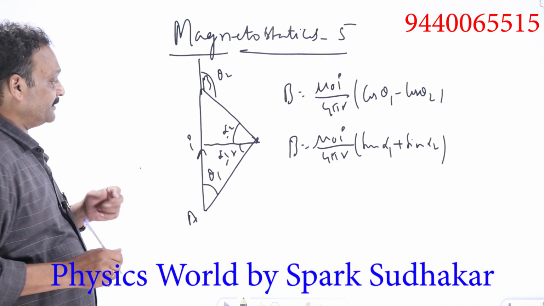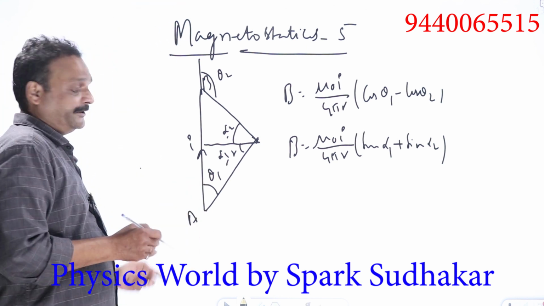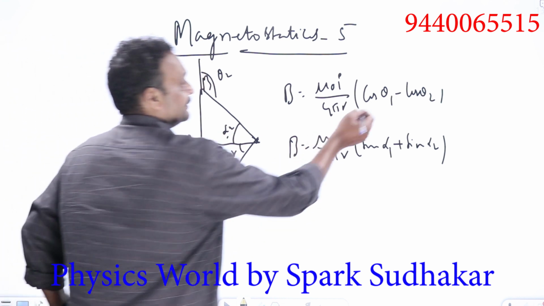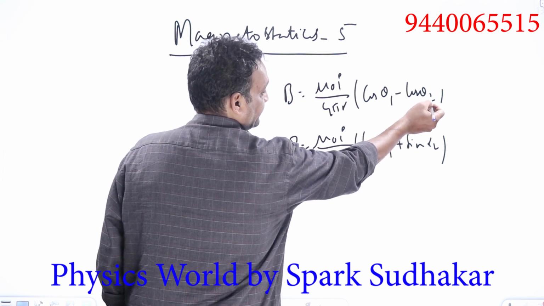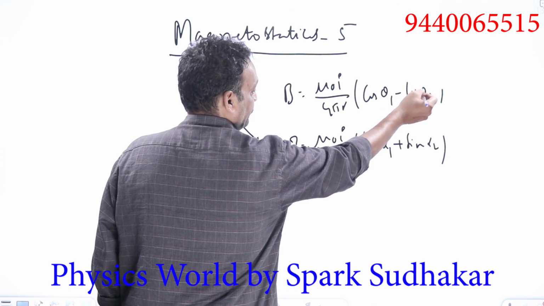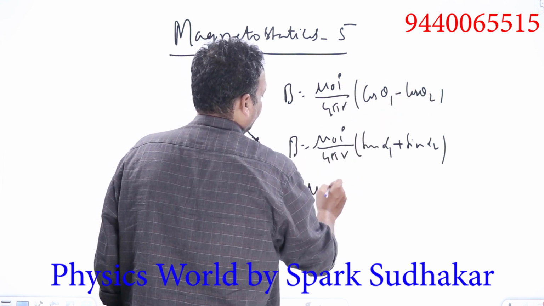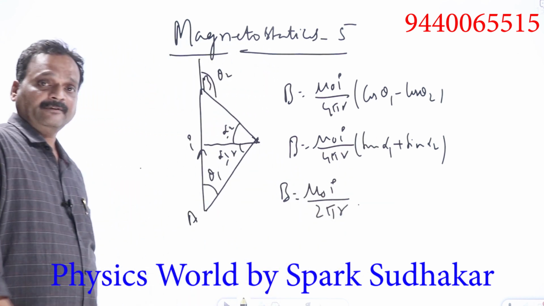What are the special cases of this? If the wire is infinitely long, as we have seen in one of the last videos, theta 1 becomes 0 degrees and theta 2 becomes 180 degrees. Cos 0 is 1, and cos 180 is minus 1, so 1 minus (minus 1) becomes 1 plus 1, which is 2. That is, B due to a thin, infinitely long wire is mu naught I by 2 pi r. This is what we have seen.